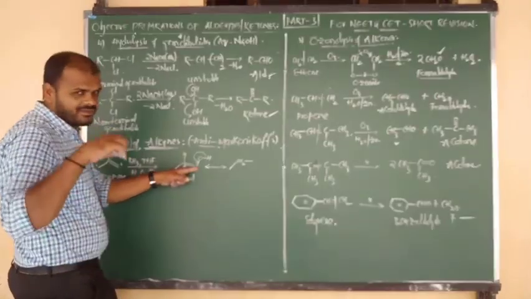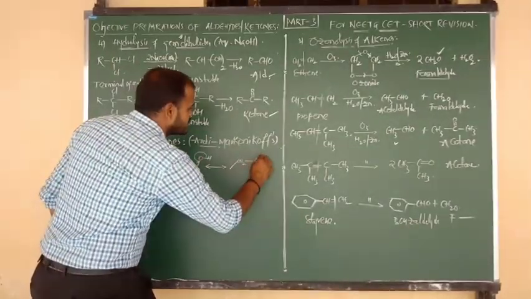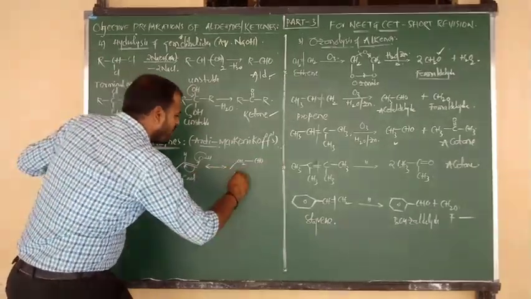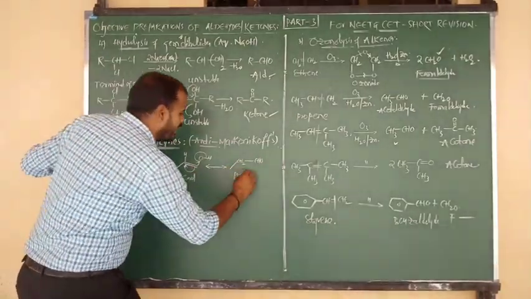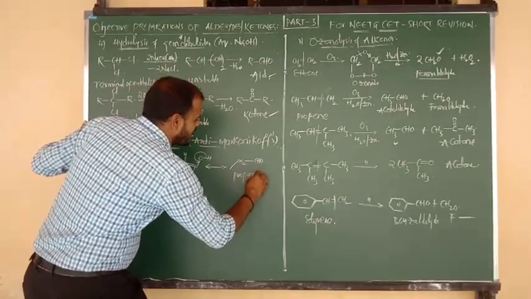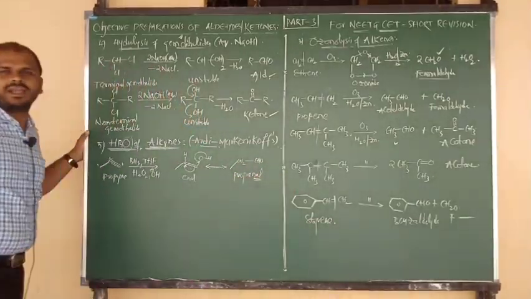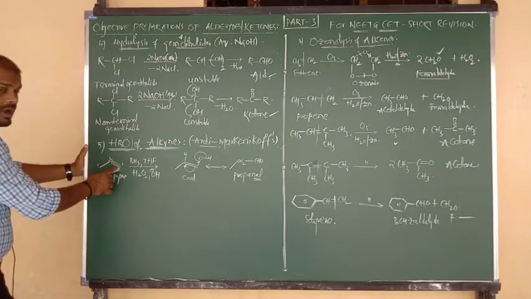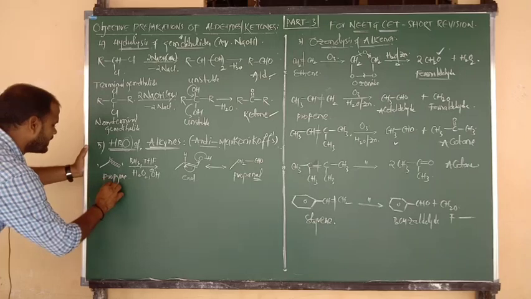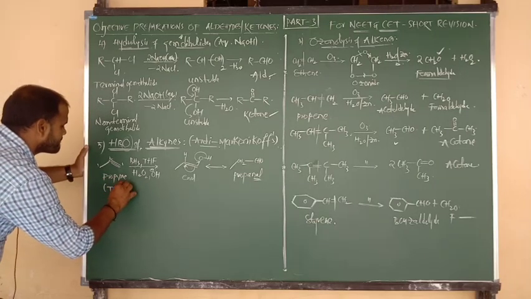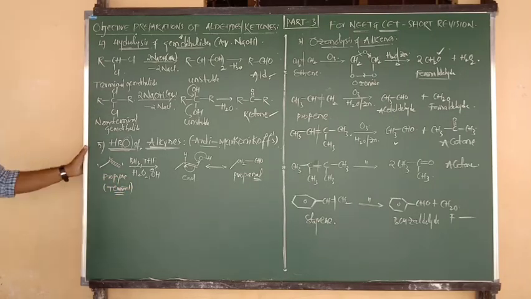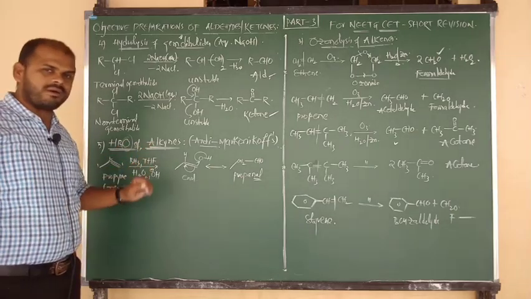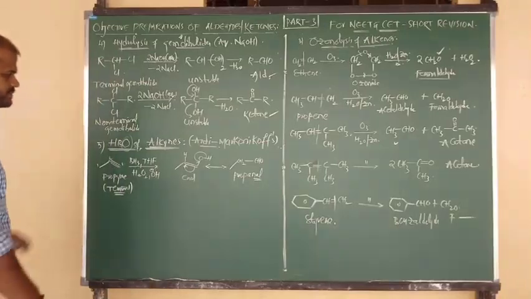Next, C already contains one hydrogen and one oxygen, so we can say CHO. CH3, CH2, CHO. This is called propionaldehyde, and also we can say propanal. This aldehyde you are going to get. Understood? So here a triple bond is present. This is nothing but a terminal alkyne. Which type of alkyne? Terminal alkyne. So terminal alkynes upon hydroboration oxidation give aldehydes.